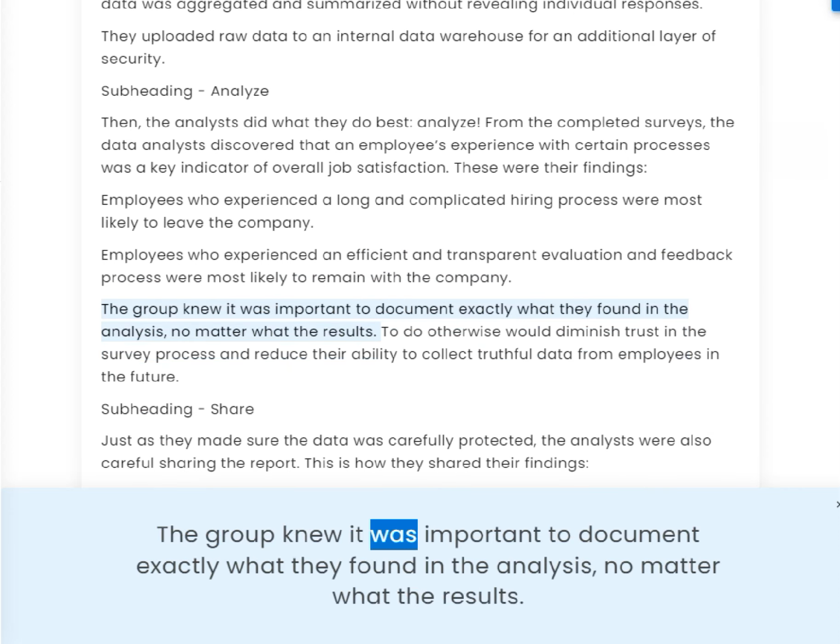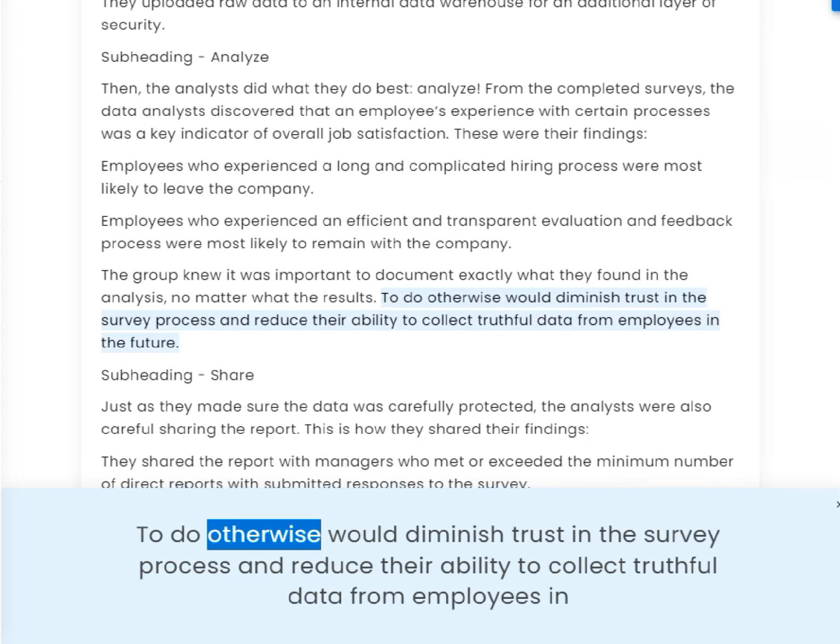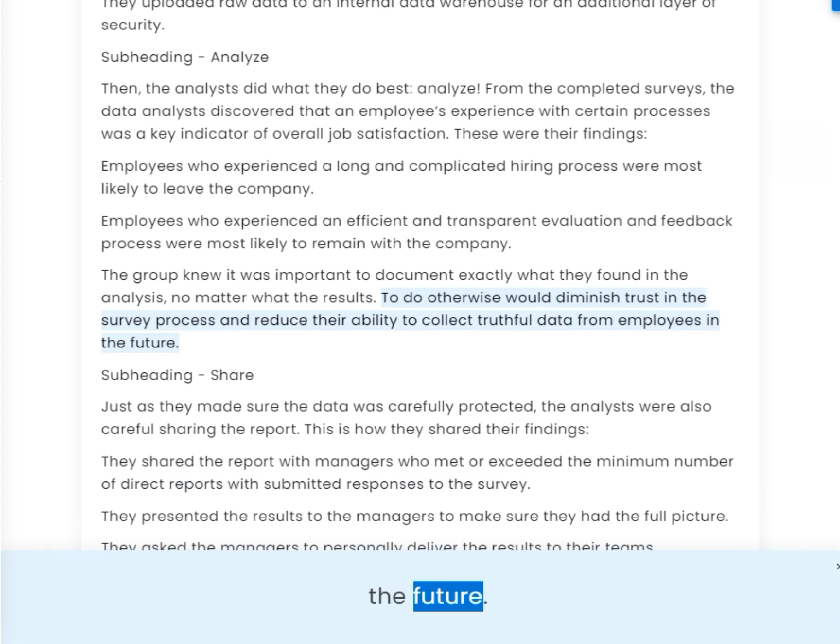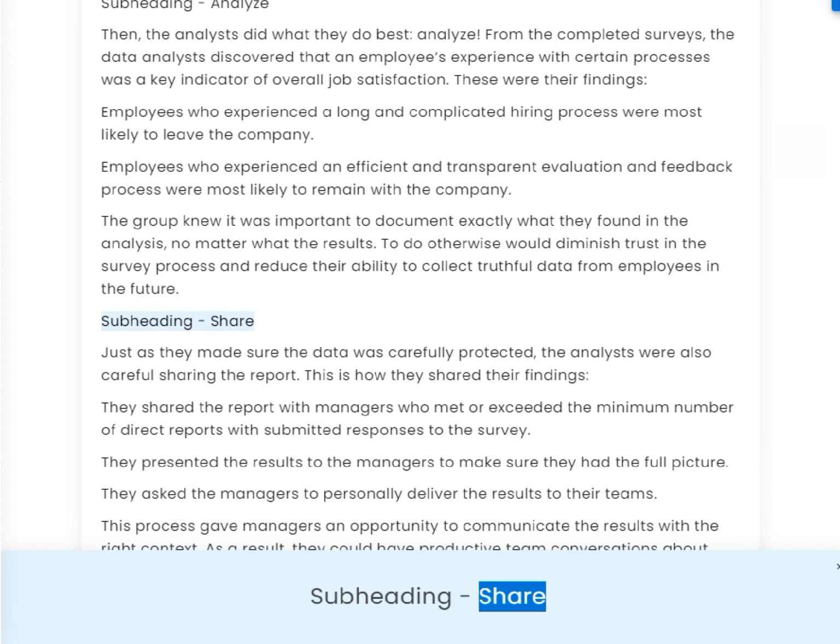The group knew it was important to document exactly what they found in the analysis, no matter what the results. To do otherwise would diminish trust in the survey process and reduce their ability to collect truthful data from employees in the future.